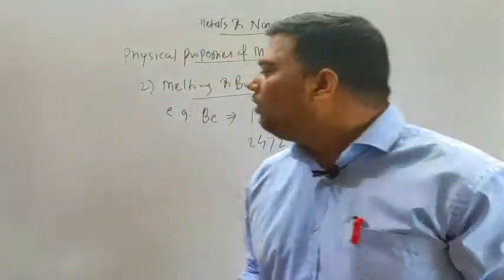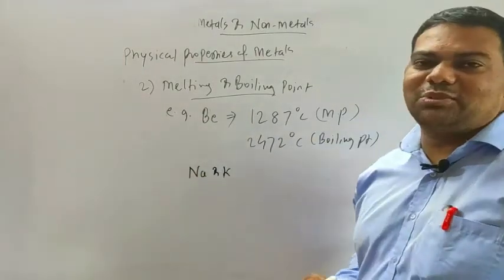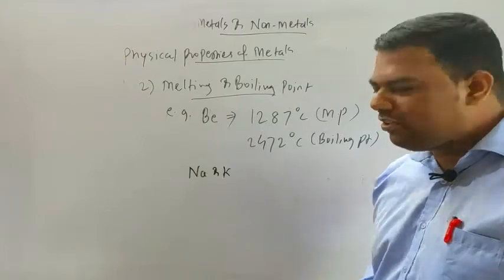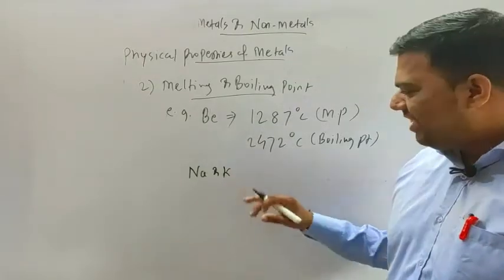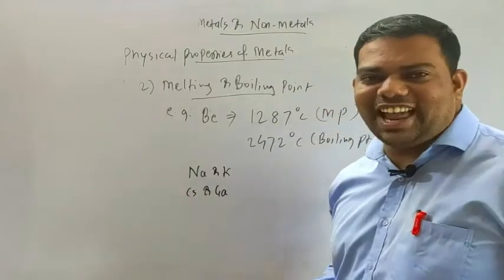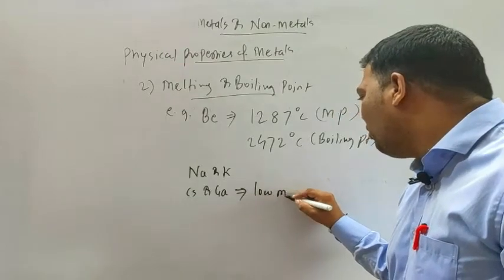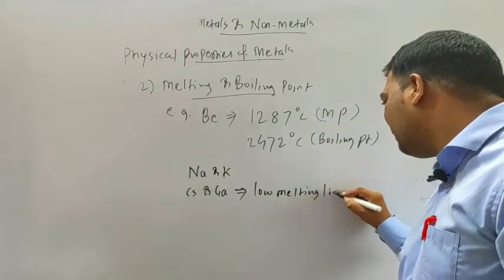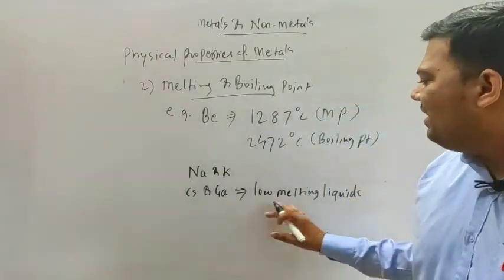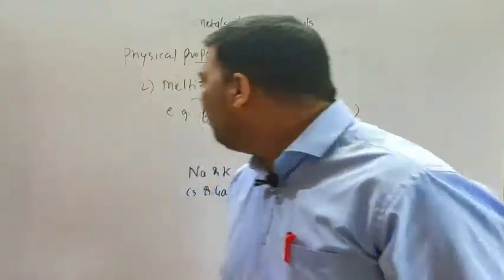Again, regarding melting and boiling points, as you know, sodium and potassium are quite soft, so they have low melting and boiling points. Another example is cesium and gallium. These are low-melting liquids, which means they can melt at room temperature also.